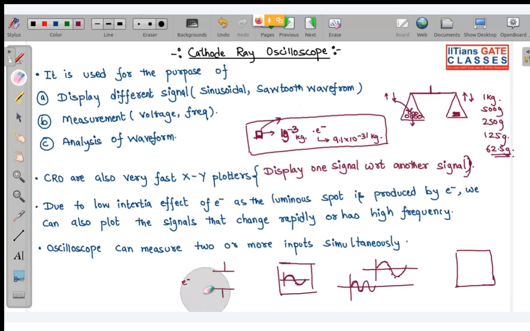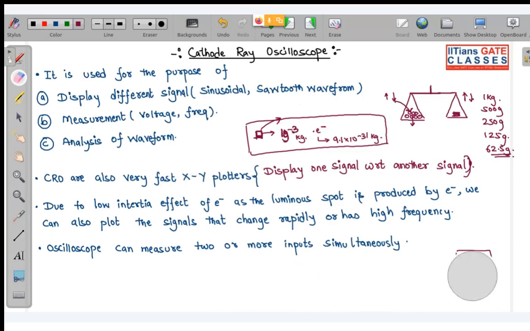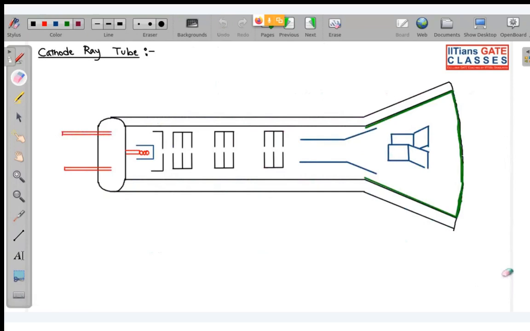So an oscilloscope can measure two or more inputs simultaneously. We have a dual channel CRO, and now we even have a three channel CRO. What does a dual channel CRO do? It can measure two or more inputs simultaneously on one single screen. Have you seen a dual channel one? Okay, good.